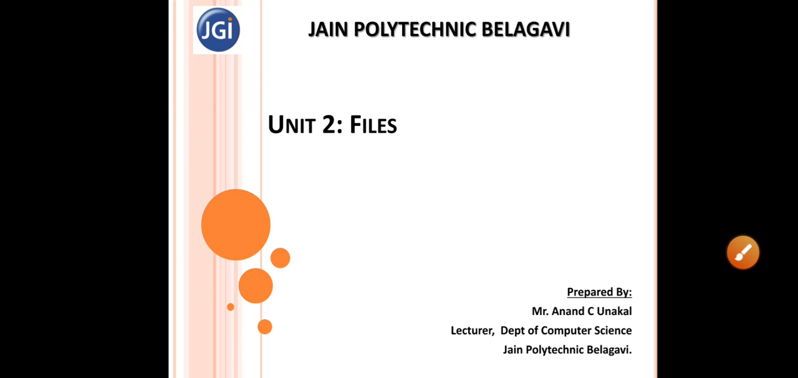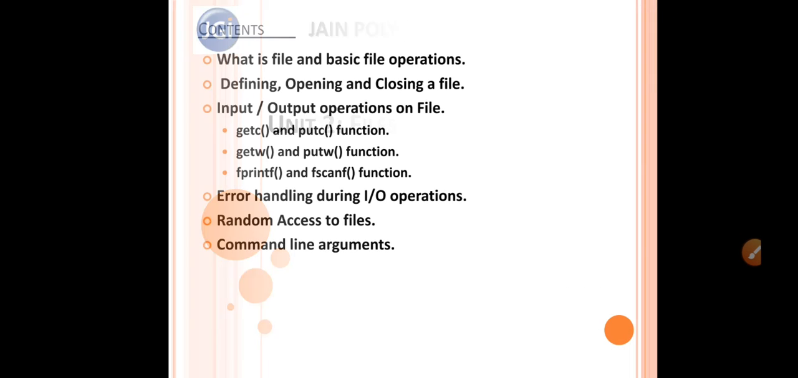Okay everyone, unit 2: files. Contents: what is a file and basic file operations, defining, opening and closing a file, input output operations on a file, error handling during input output operations, random access to files, and command line arguments. So we will be seeing them one by one.